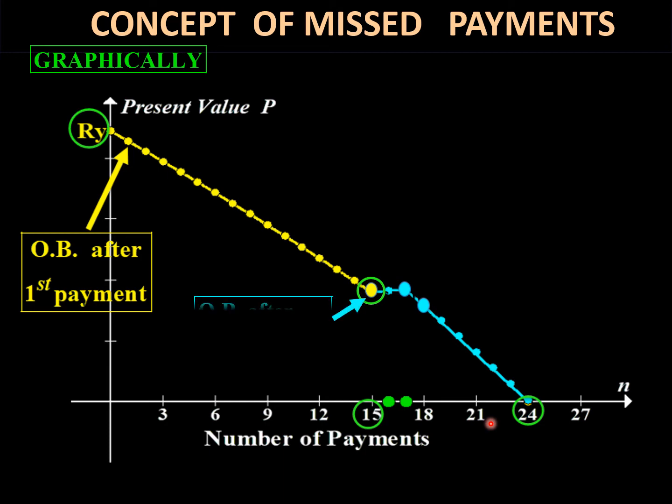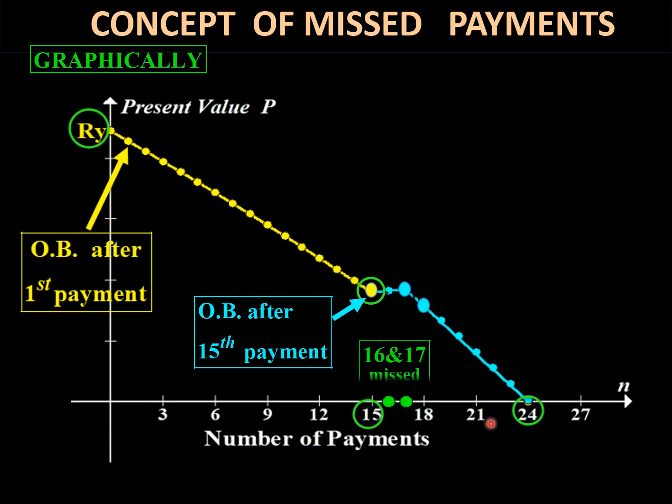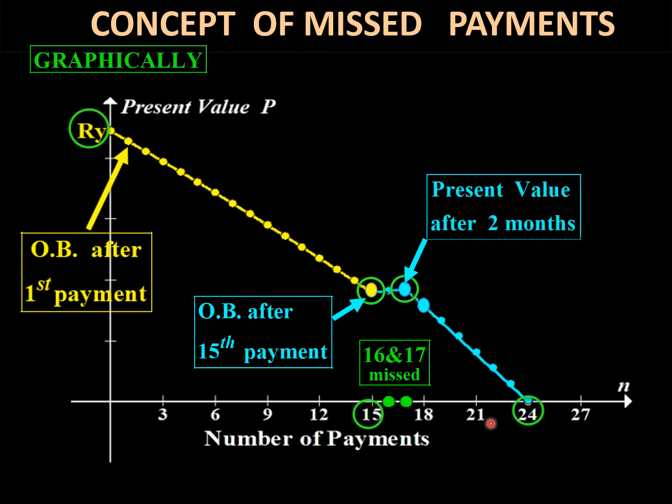So there you have to find that outstanding balance after the 15th payment. There's the payments being missed, as you can see there. Then we'll have to work out that present value after 2 months. You have to compound that growth there, and then you can start calculating the new payments, and the new payments will start from the 18th. So there'll be payment number 18, 19, 20, 21 up to payment number 24, and you can see the payments there will be different amounts.